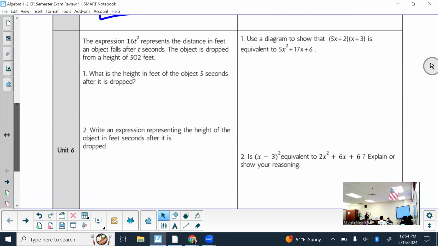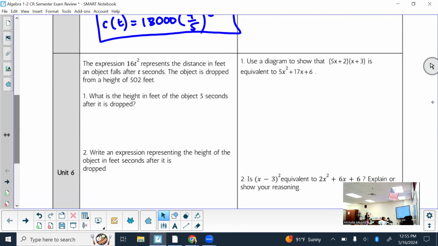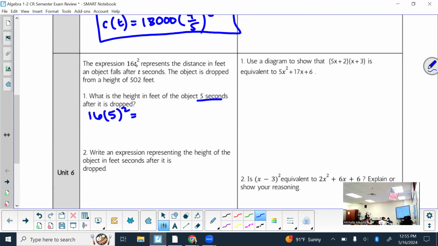So you could use your critical thinking skills, just think about it logically. That'd probably be the easiest unless you remember a certain formula from that unit, which I'll remind you of in a minute, but really this could be done just using your critical thinking skills. So if we're talking about an object falling and it tells you that this expression represents that, and we want to know what's the height of the object 5 seconds after it was dropped. Well, first I need to figure out how much it traveled. So I would plug 5 into the given expression.